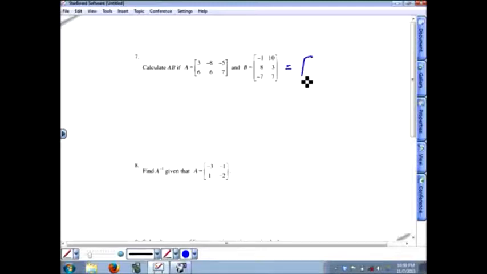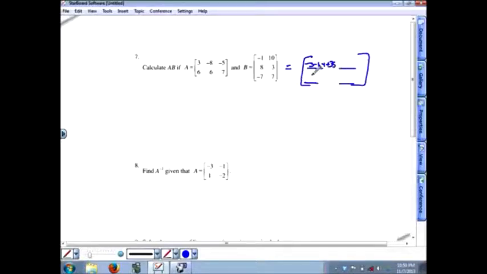So it's going to result in a 2 by 2 matrix with 4 entries. This entry here comes from the first row, first column. So first row here, first column right here. So 3 times negative 1 is negative 3. Negative 8 times 8 is minus 64. And then negative 5 times negative 7 is positive 35.